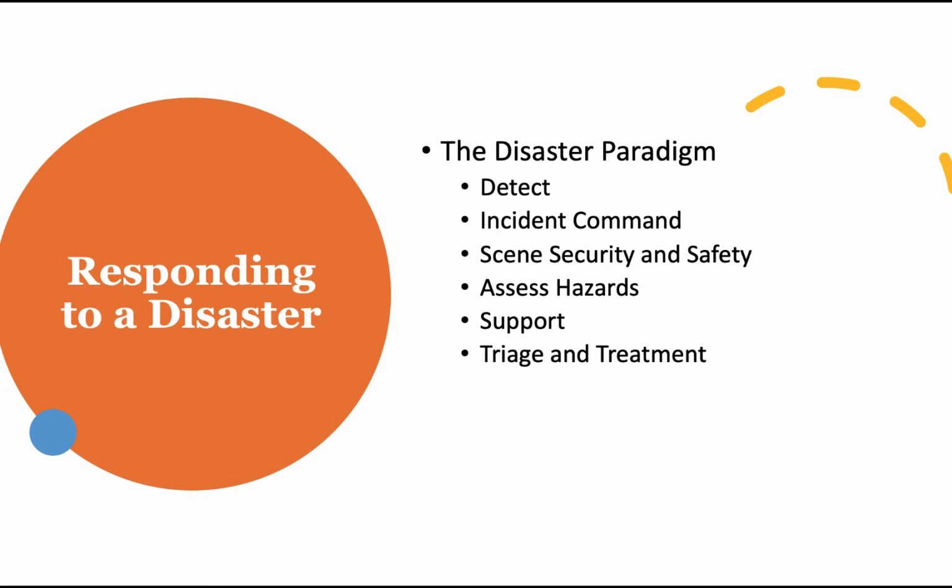You also want to make sure that the scene is safe. Whenever a disaster occurs, the scene is considered unsafe until proven otherwise. So once that has been established, you can create the command. So the next part, scene security and safety, that's all part of the detection. And then assessing for hazards. If this is a chemical plant or if there are still gaseous particles in the air, you can't be there.